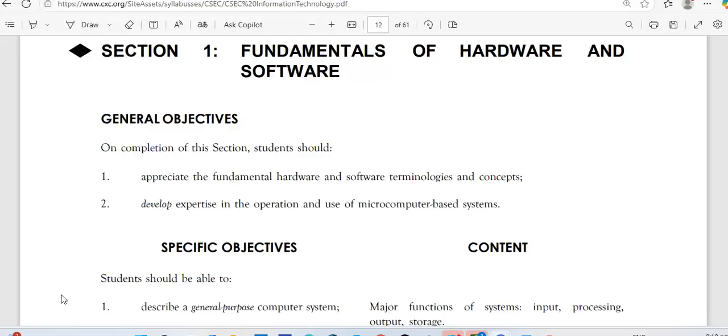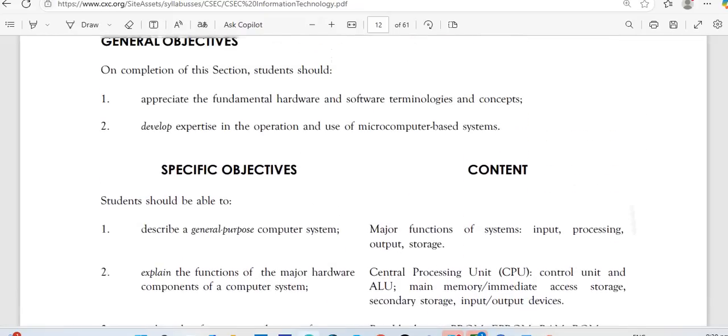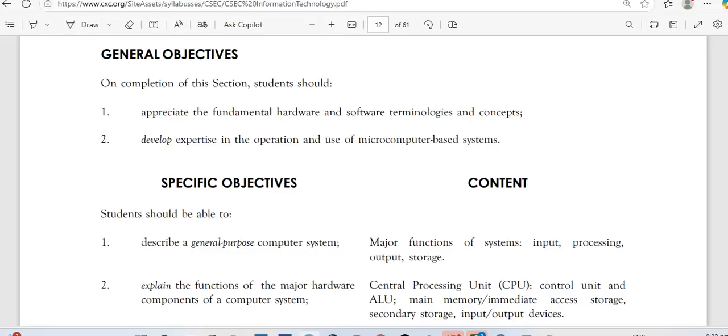All right, so we're going to begin. Section 1 of the information technology syllabus is the topic fundamentals of hardware and software. On completion of this section, students should appreciate the fundamental hardware and software terminologies and concepts. We should be able to develop expertise in the operation and use of microcomputer-based systems.